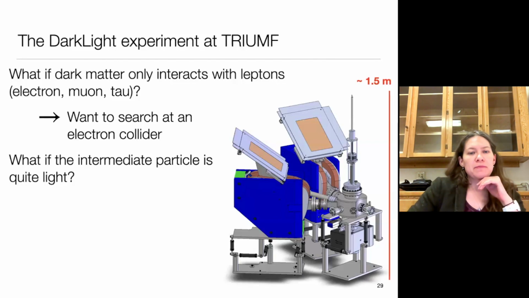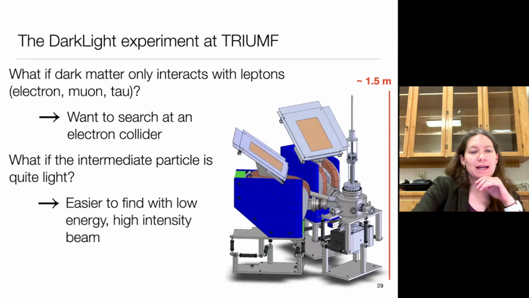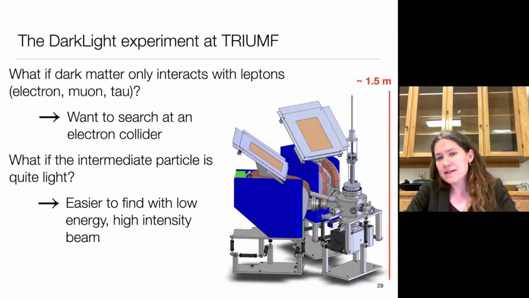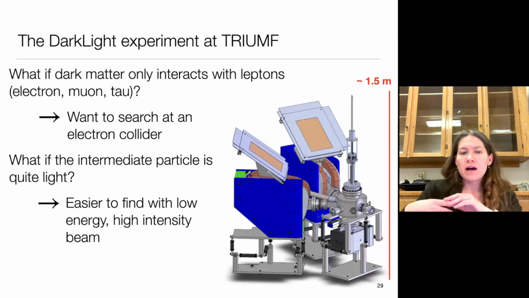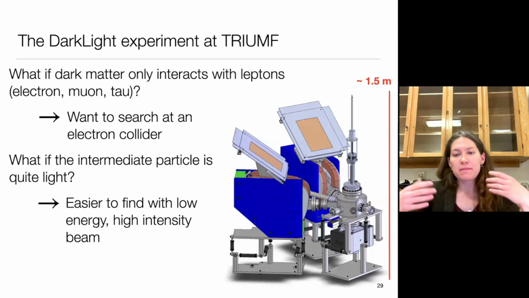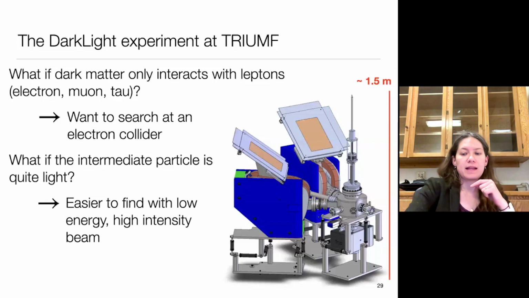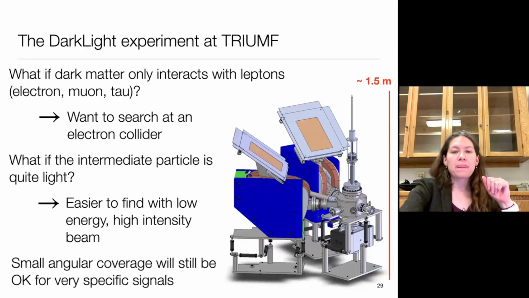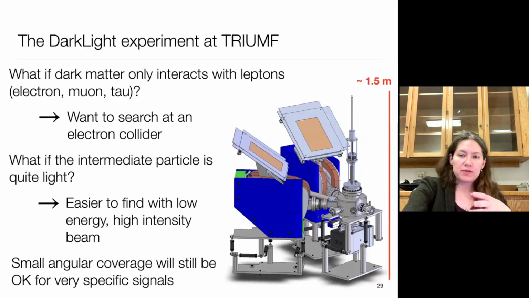Similarly, what if that intermediate particle is actually really light? If that's the case, it's going to be easier to search for it at a beam that's somewhat lower energy, but very high intensity. Something, again, like the linear accelerator at TRIUMF. This is DarkLight. This is the experiment that we are building at TRIUMF to do this search.